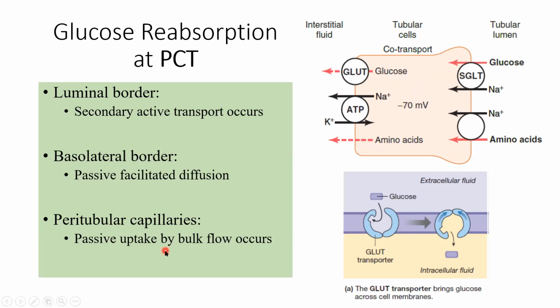Okay, so these are the three ways in which glucose, which you have filtered and which has arrived in the lumen, will get picked up by the cell, then picked up by the interstitium, and then picked up by the capillaries. Okay, this is a diagram which shows the morphological change of the GLUT transporter. Once glucose comes and attaches to its site, there's a morphological change, and the glucose is then released into the intercellular fluid.